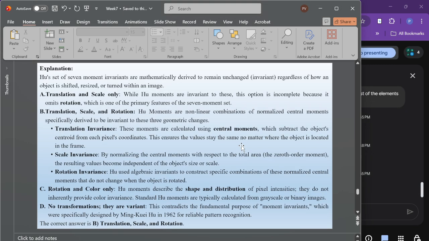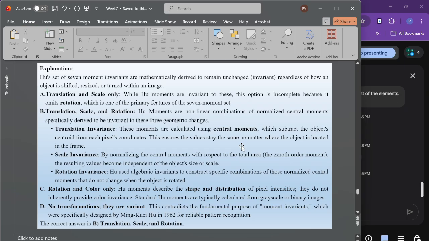Let's see the detailed solution. The Hu set of seven moment invariants are mathematically derived to remain unchanged, that is invariant, regardless of how an object is shifted, resized, or turned within the image. Option A is translation and scale only. While Hu moments are invariant to these, this option is incomplete because it omits rotation, which is one of the primary features of the seven moment set. So this is a wrong statement. Option B is translation, scale, and rotation. So this is the correct one.